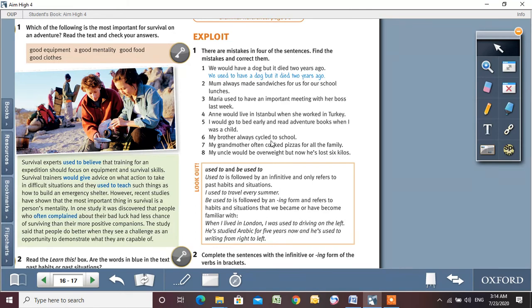Number 6. My brother always cycled to school. It's correct. Number 7. My grandmother often cooked pizzas for all the family. Again, it's correct. Number 8. My uncle would be overweight, but now he has lost 6 kilos. So again, it's a state. Instead of would, we have to use used to. So my uncle used to be overweight. Let's check the answers.